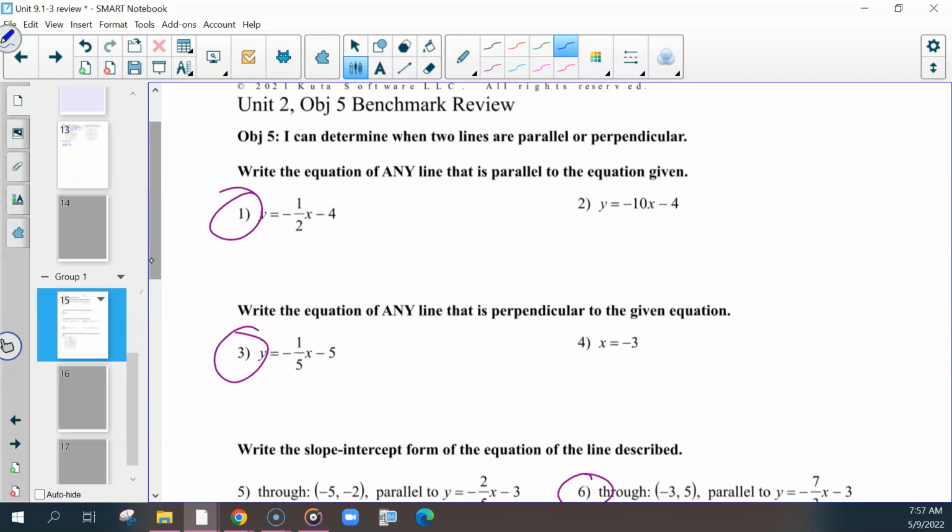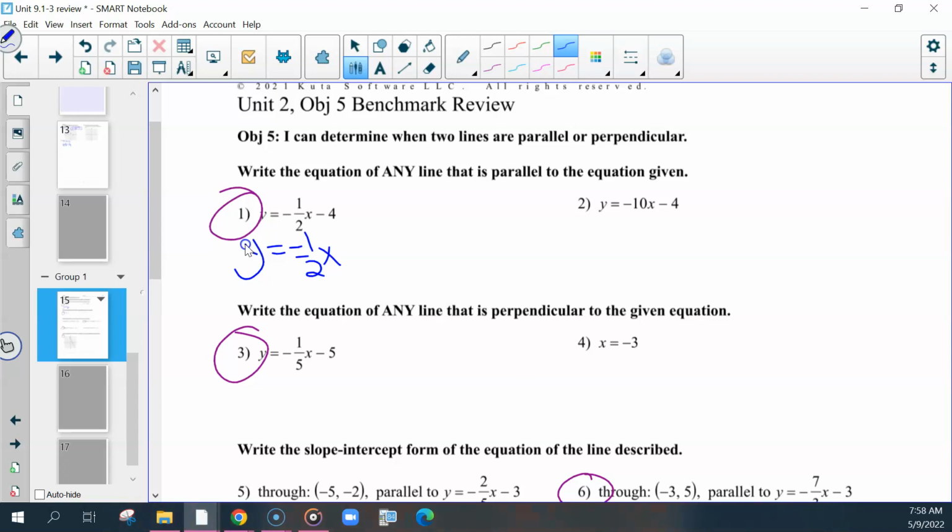Starting with number 1. If we have to write an equation of a line that is parallel to the one that's given, what would the slope be? Negative 1/2. So you would start off your equation y equals negative 1/2 x. For this, it can be whatever y-intercept you want, it just can't be the same.